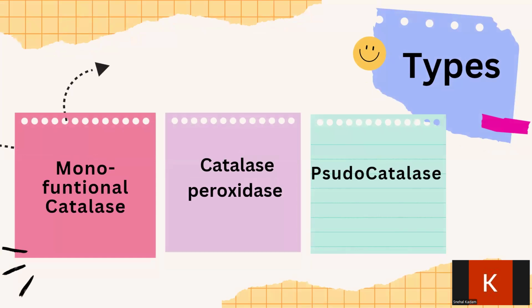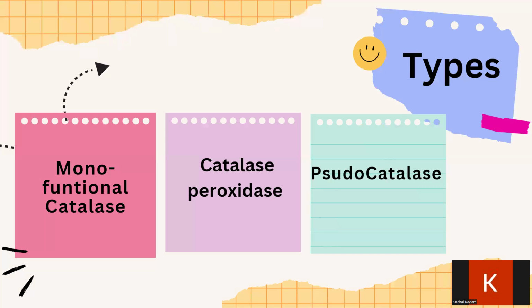Types of catalase. First, monofunctional catalase. It belongs to the original class of catalase found in plants and microorganisms. Structure may vary in number and is identified by its domains in different species. It may be essential for bacterial oxidative and osmotic stress responses.